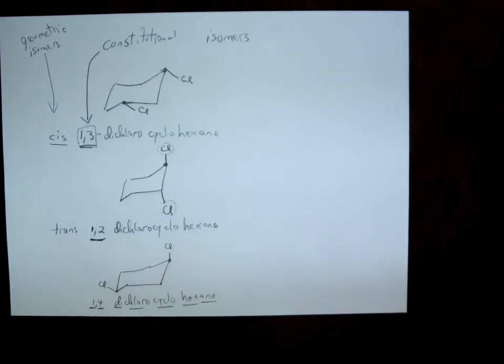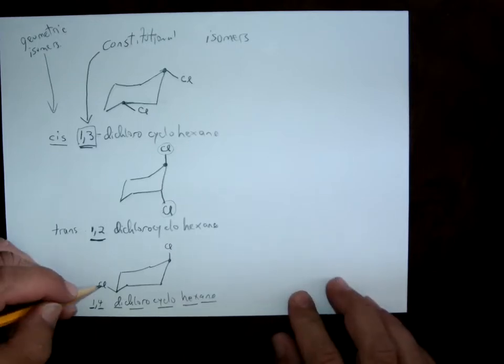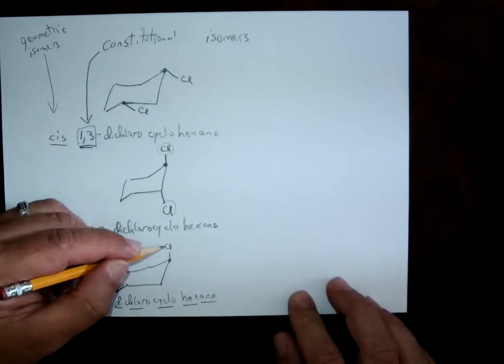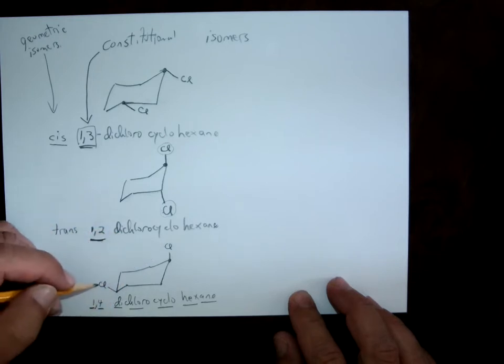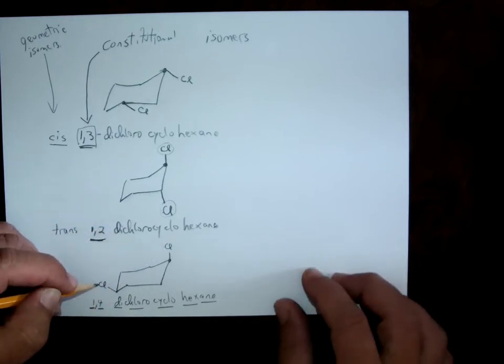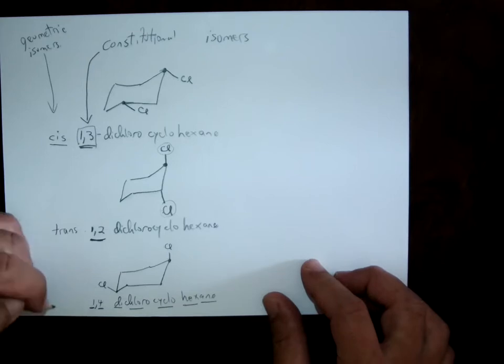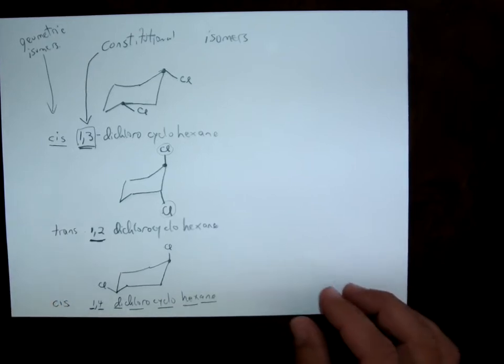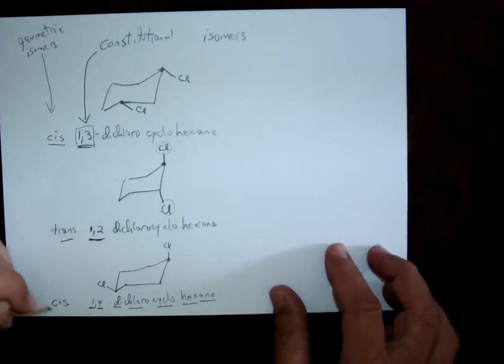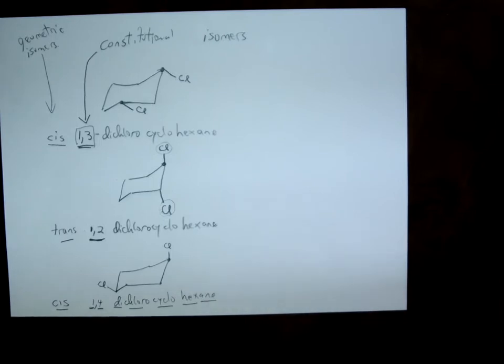Trans 1,2-dichlorocyclohexane. And then this guy got 1 chlorine up, 1 chlorine up, so these both are up, so this would be cis, meaning they're both on the same side of the ring. So whether something is cis or trans, you look at which side of the ring the substituents are on, and if they're both on the same side, it's cis. If they're on opposite sides, it's trans.